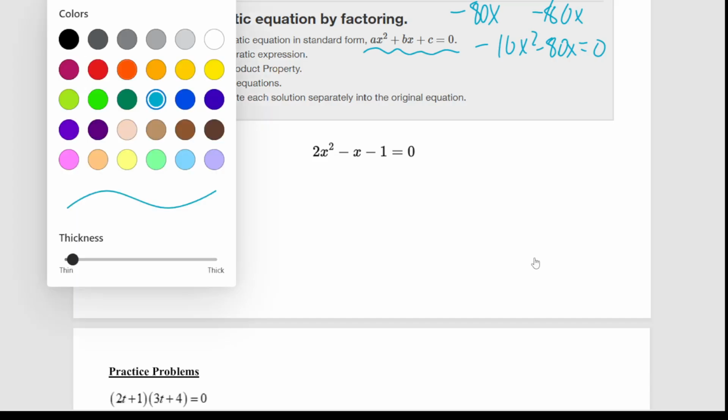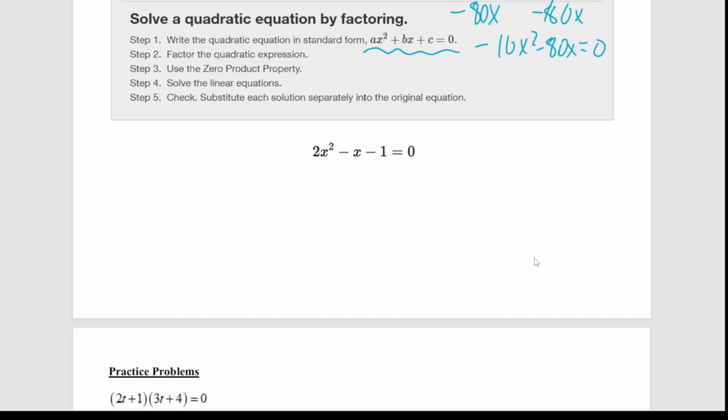So this next one is a case where the leading coefficient's not 1, so I need to figure out what's going to multiply to a times c and add to b. A times c in this case is negative 2, b is negative 1. The numbers that would multiply to negative 2 but add to negative 1 would be negative 2 and positive 1. So I will split the middle term into those two terms, drop down everything else. I should have also technically double checked that this was set equal to 0 at the beginning, but it already was. Then I want to factor out the greatest common factor of each group.